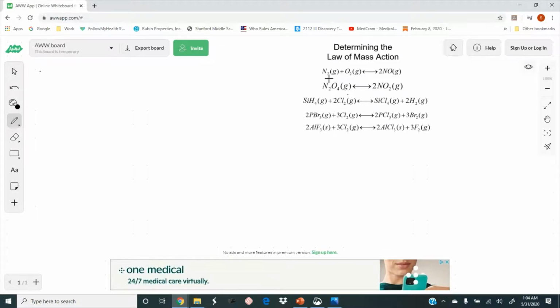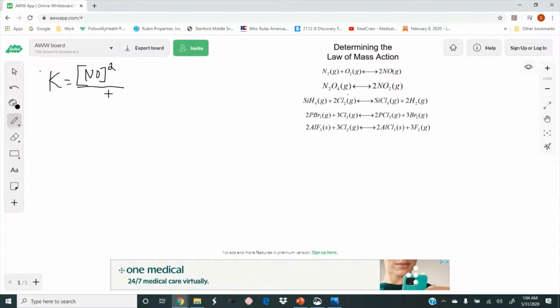So the first one is N2 plus O2 goes to form 2NO. Remember that it is products on top, reactants on the bottom. So you always start these equations with K equals. And then you put the concentration of each product on top. So this first one is NO, and you put it in brackets, this concentration. And notice that the coefficient here is a 2, so you square it. Whatever the concentration of NO is, you square it, and that's your numerator for this.